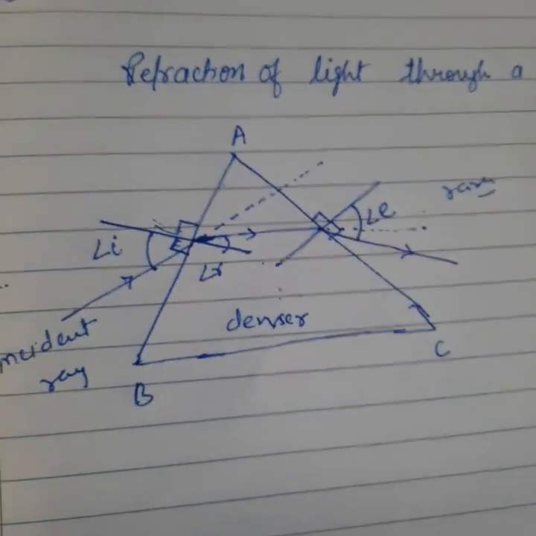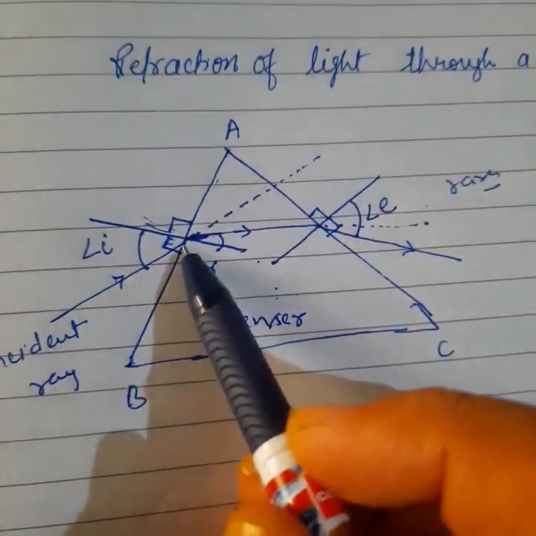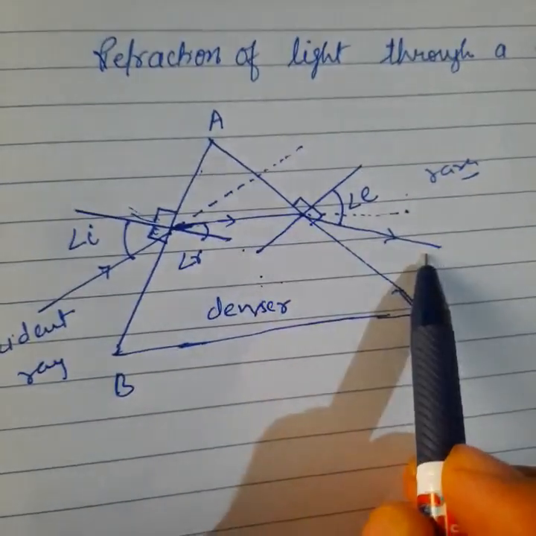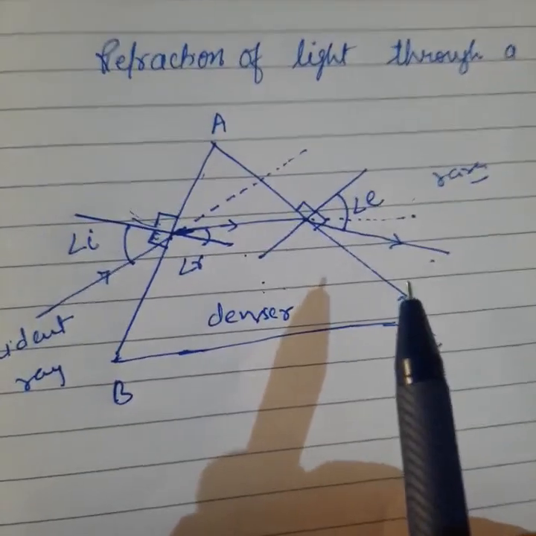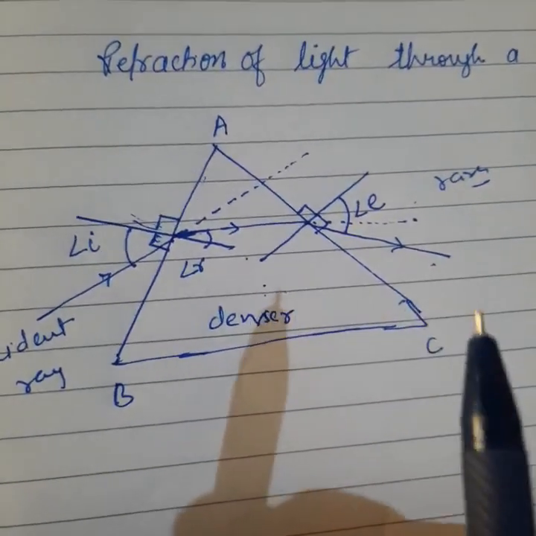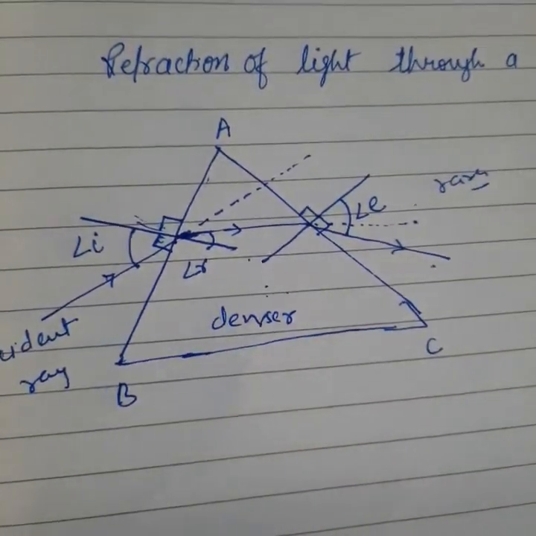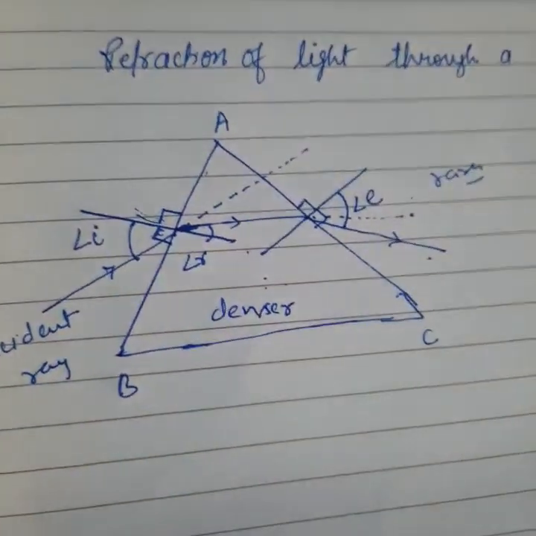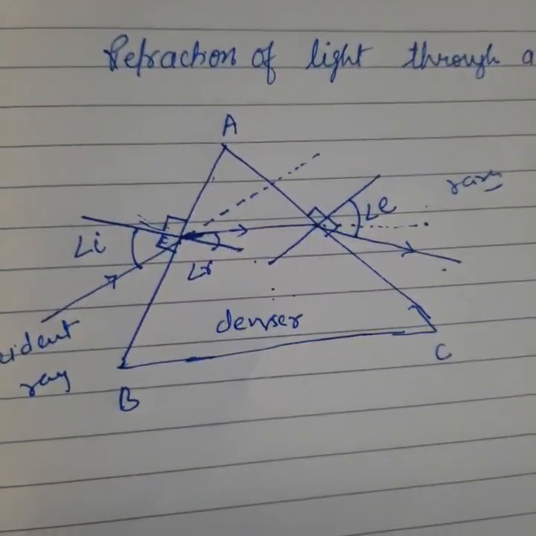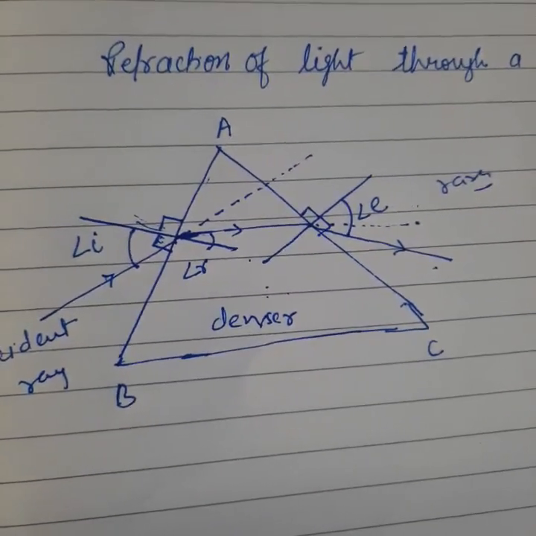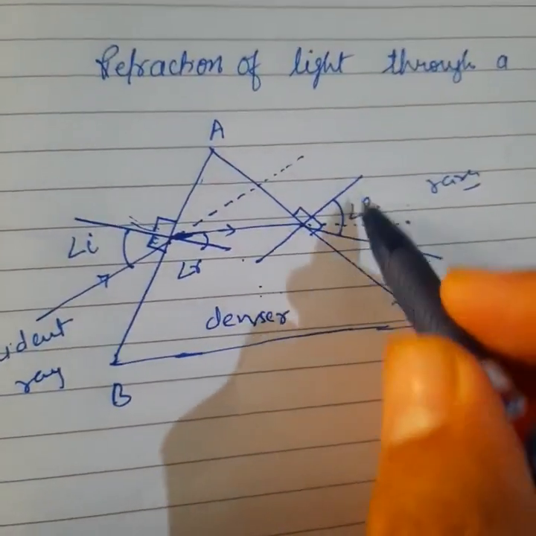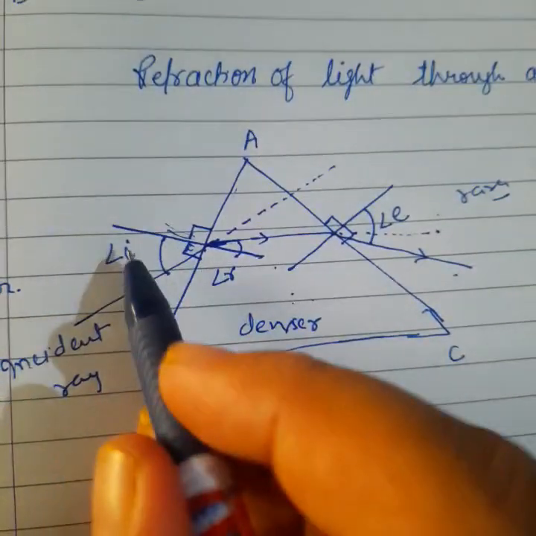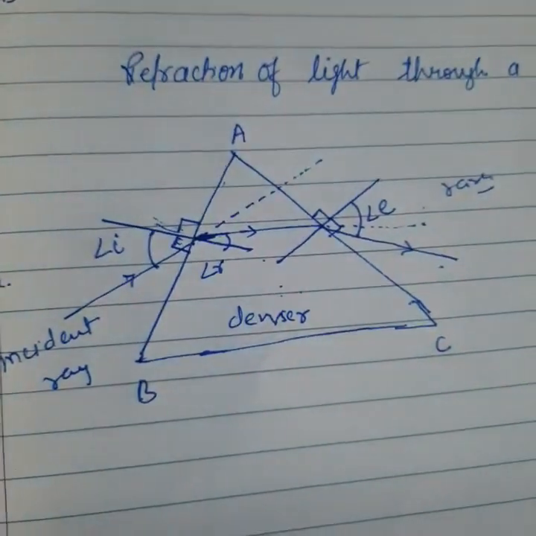Emergent angle. You can see, student, this is our incident light and this is our emergent light. Both are not parallel to each other. I told you that in the glass slab, the incident light and the emergent light are parallel to each other. But in this case, the rays of light will not be parallel to each other. Say yes or no, student. So in this case, this is your emergent angle, this is your refracted angle, and this is your incidence angle.